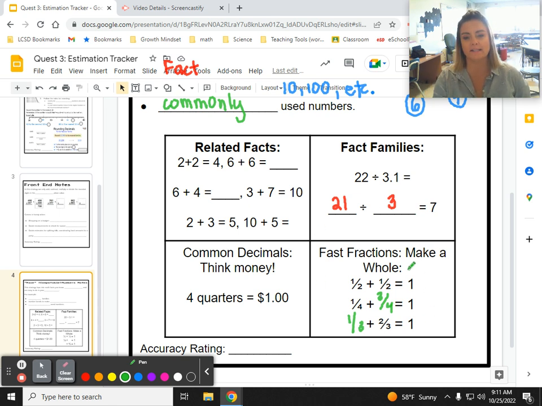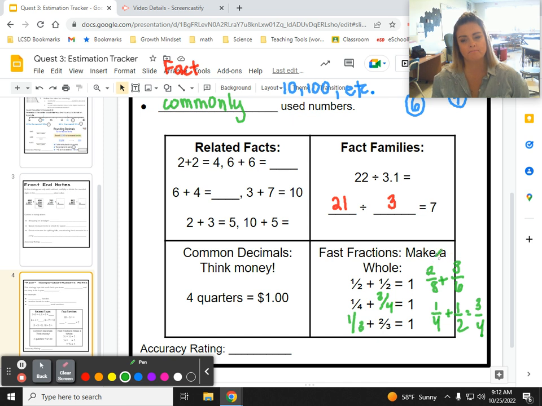Those are super easy. So if you're given an example of 2/8 plus 3/6, I might say, this is like 1/4. I'm going to turn this into 1/4 and 1/2 because I use those a lot, right? And so then I know 1/4 plus 1/2 is 3/4. It's a commonly used number.